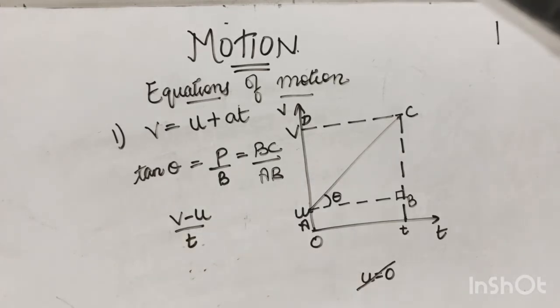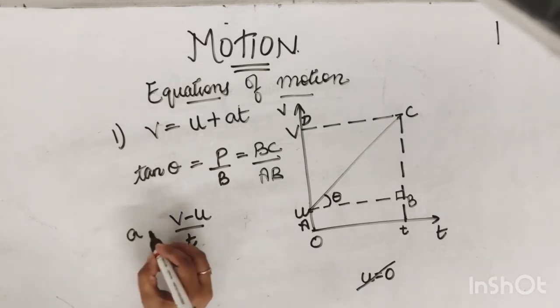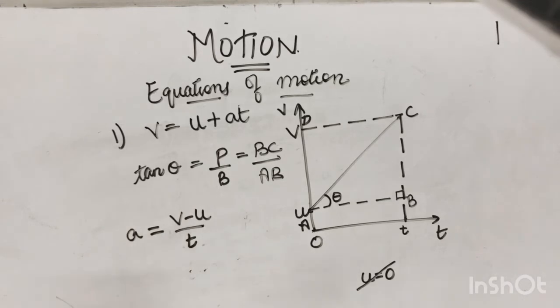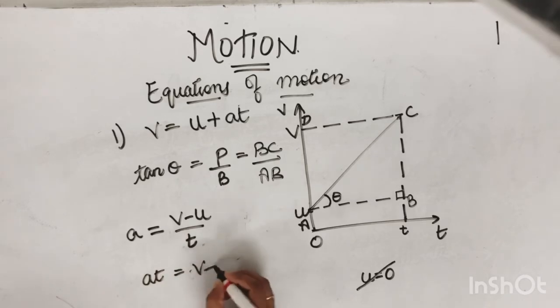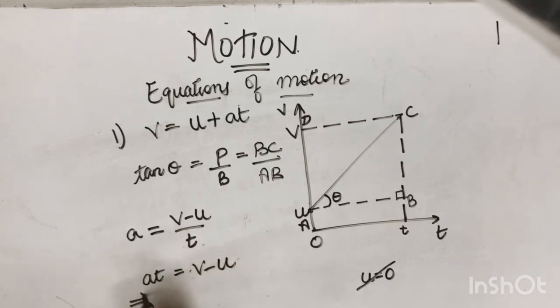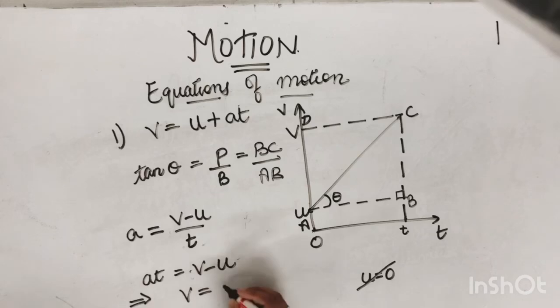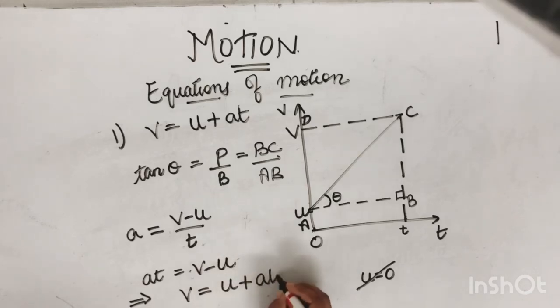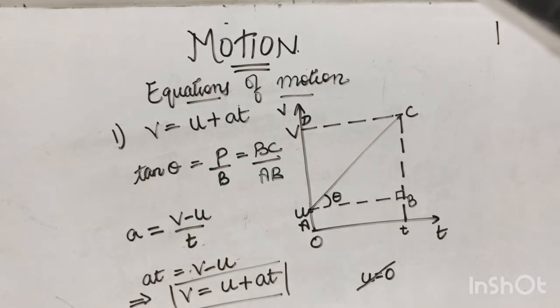And we know that acceleration is given by the slope of the graph. So tan theta I can write a. So a = (v minus u) by t. This is the same formula that we got in the definition of acceleration. So by cross multiplying we'll get at = v minus u. By rearranging we'll get v = u + at. So this is our first equation of motion.